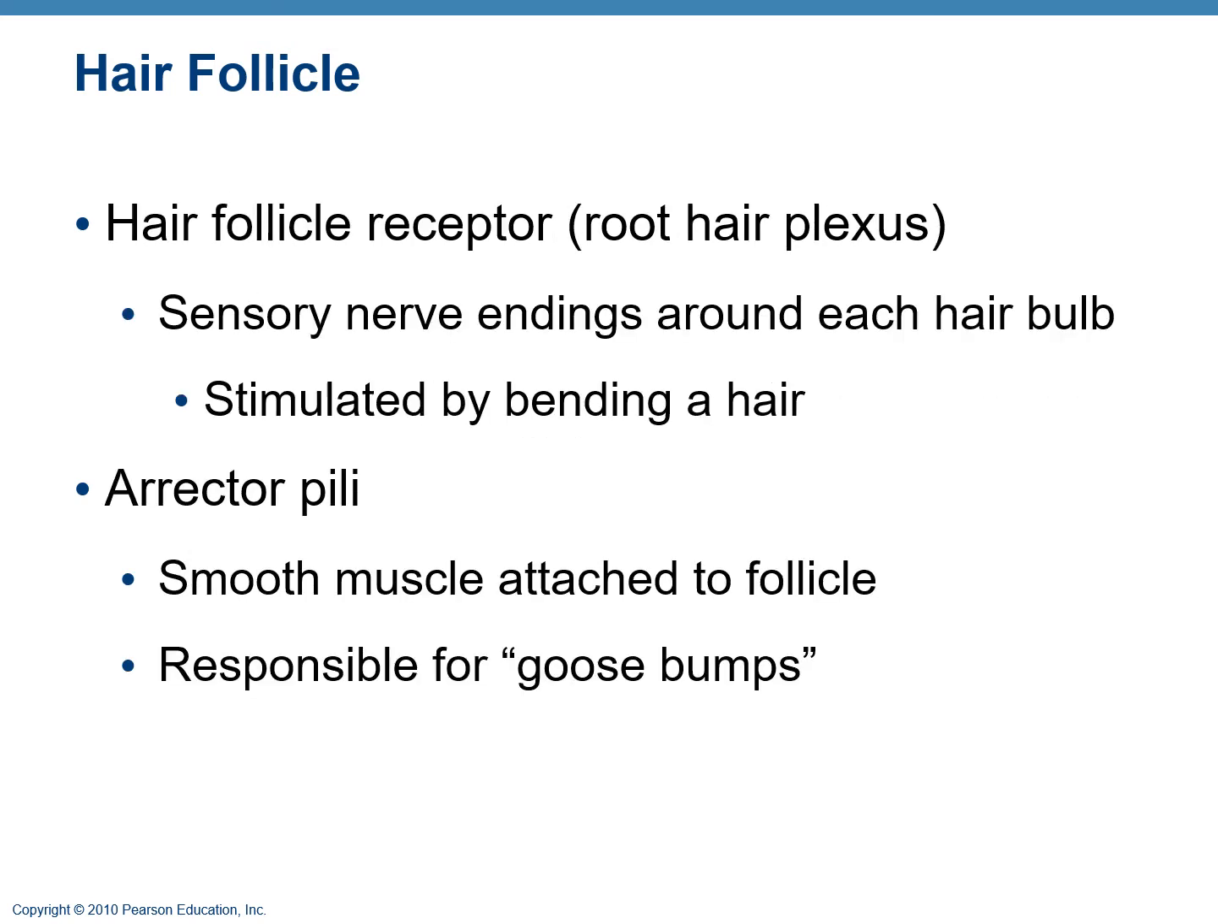The hair follicle also has what's known as a hair follicle receptor or root hair plexus, which is sensory nerve endings around each hair bulb. This is going to be the cause of pain when we accidentally pull a hair out, but it's also going to be stimulated anytime a hair is bent. So this is going to be really important for sensing stimuli, sensing contact by, say, an insect or a potential parasite on our body surface.